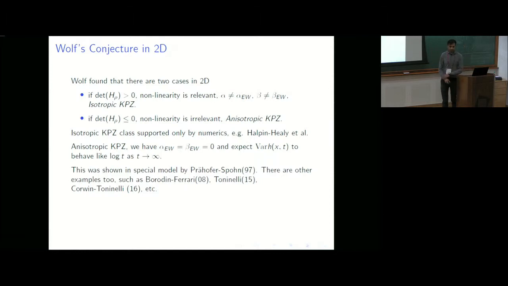For the anisotropic KPZ, this log t for the variance was shown in a specific model by Prähofer and Spohn. There are other examples too, such as a random growth model that Borodin and Ferrari introduced, which we'll talk about in a second, which was generalized by Fabio Toninelli recently in 2015.